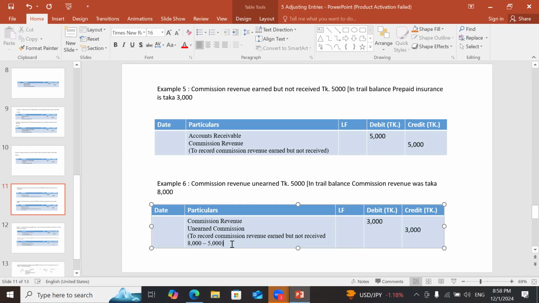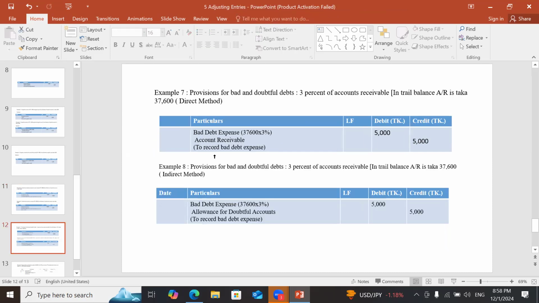Okay. I think examples 5 and 6, you critically think in relaxed time. I am sure you will clearly understand this. Okay. 5 and 6, 7 and 8. 7. Provision for bad debt and doubtful debt.